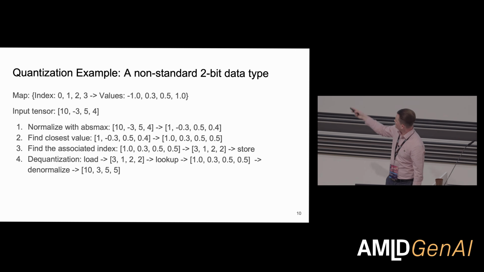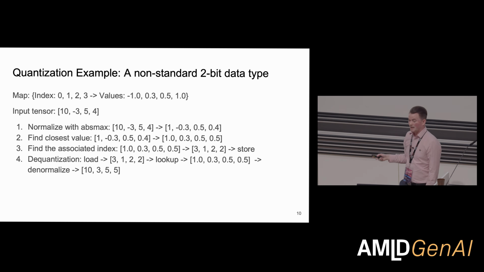And so we now go through these steps. The first step is we find the absolute maximum value to normalize the input tensor into the range -1, 1. And then we get 1, -0.3, 0.5, 0.4, and then we find the closest value in our data type. And then when we have it, we can basically take the index, which is a bit representation. And that's then basically an int2 value that we can store efficiently.